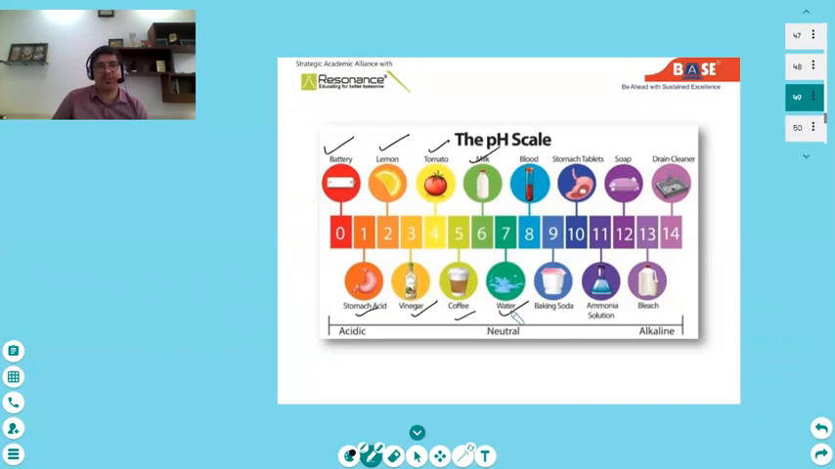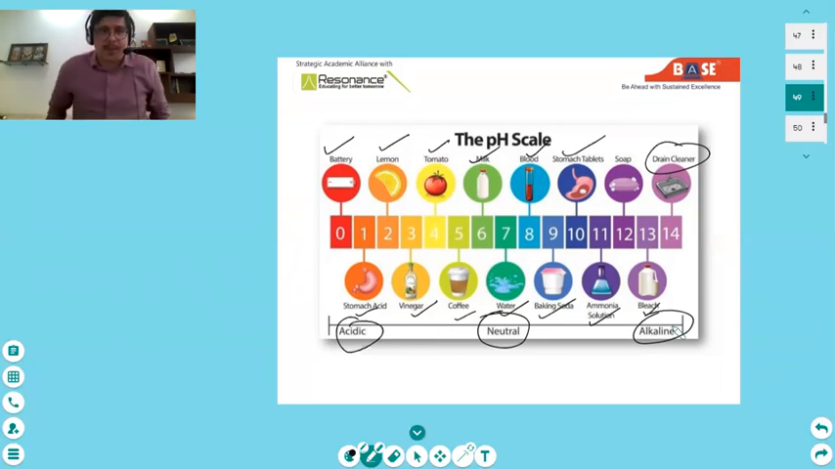Then milk. Milk is slightly acidic. Then you have pure water. This is pure water, not tap water. Tap water is not neutral. Then you have blood in the 7 to 7.5 range. It is not 8. This is just a reference, okay? Then baking soda. Then stomach tablets, that is antacids, Eno and all. Then ammonium solution, a strong base, soap, bleach, drain cleaner, highly basic in nature. So acidic, neutral, alkaline. What is alkaline? A base soluble in water is known as alkaline basically.